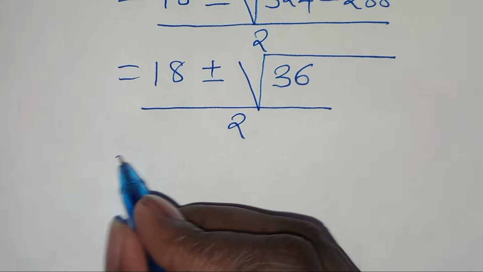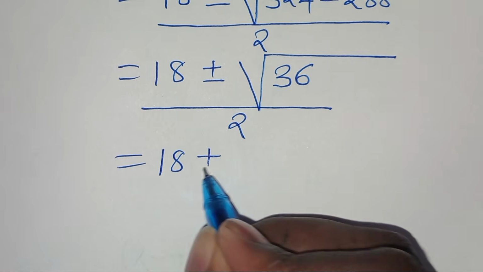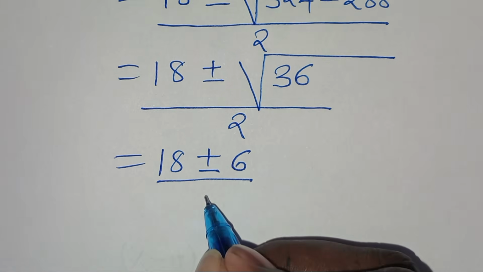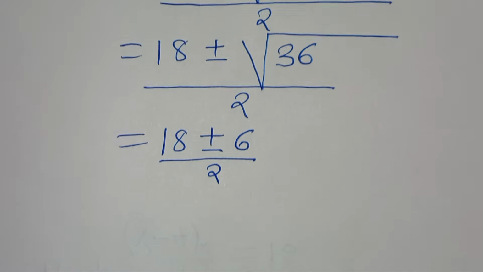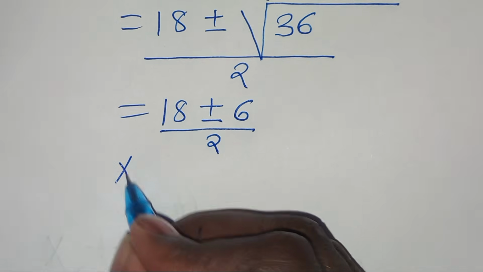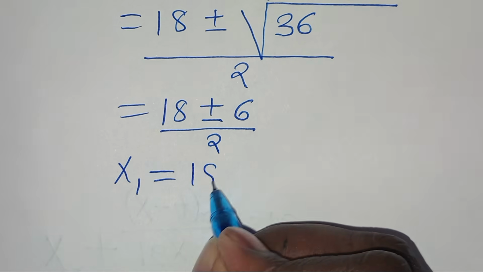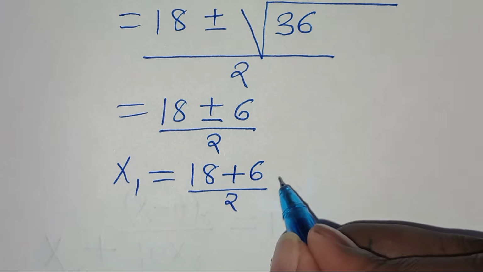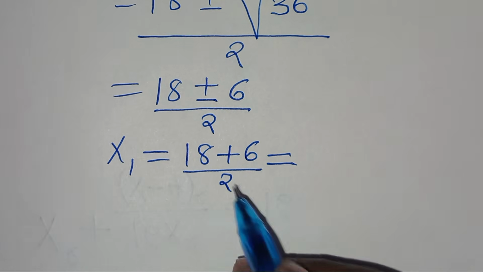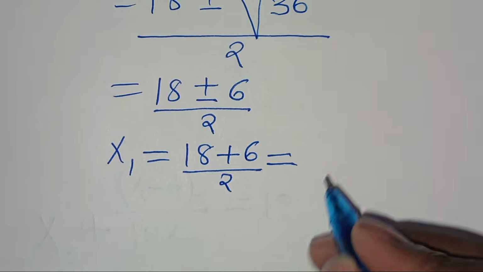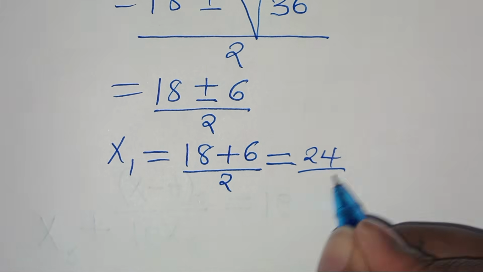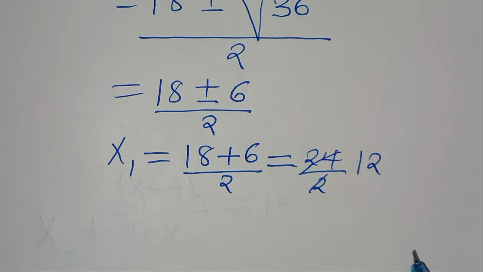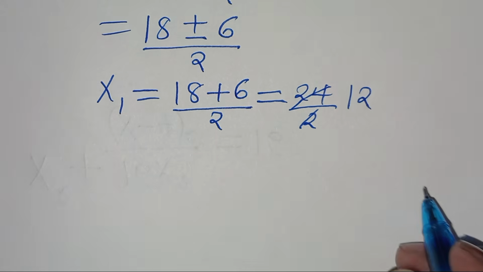So we have 18 plus or minus the square root of 36, this is equal to 6, then everything here divided by 2. So this implies that we have x1 is equal to 18 plus 6, everything here divided by 2. So this implies that we have 18 plus 6, and this is equal to 24 divided by 2, and 24 divided by 2, this is 12. We have x1 is equal to 12.